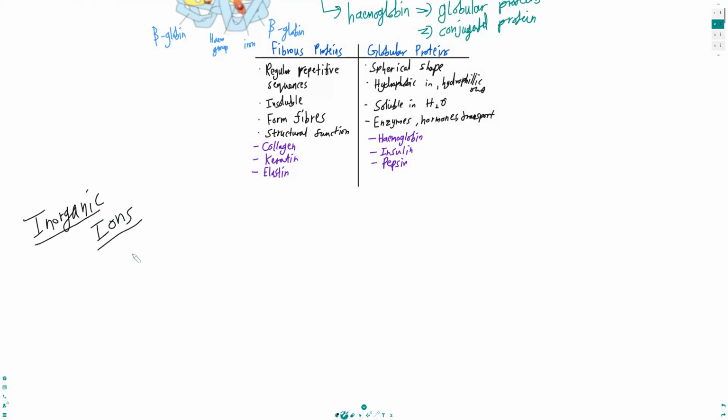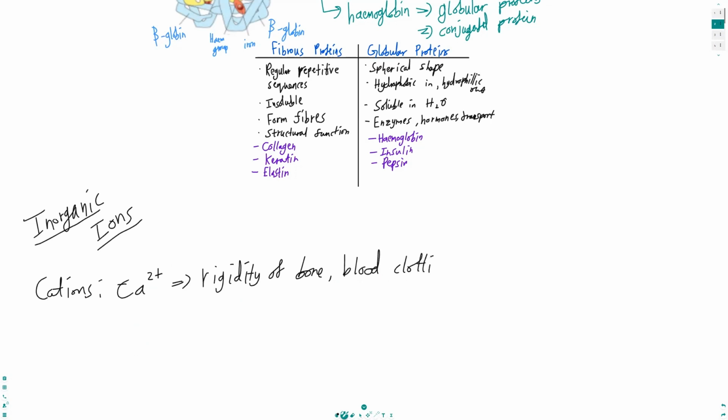Actually, I'm going to go into the cations first. Cations are positively charged ions. Just to name a few, Ca2+ is used in maintaining the rigidity of bone, teeth and cartilage, and is important in blood clotting and also in stimulating muscle contraction.